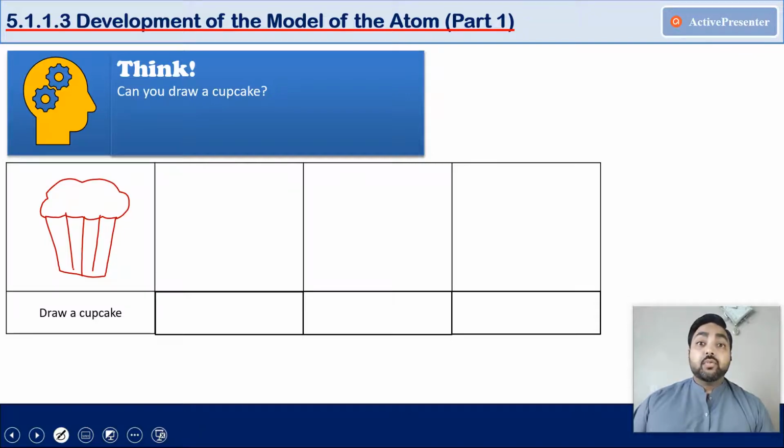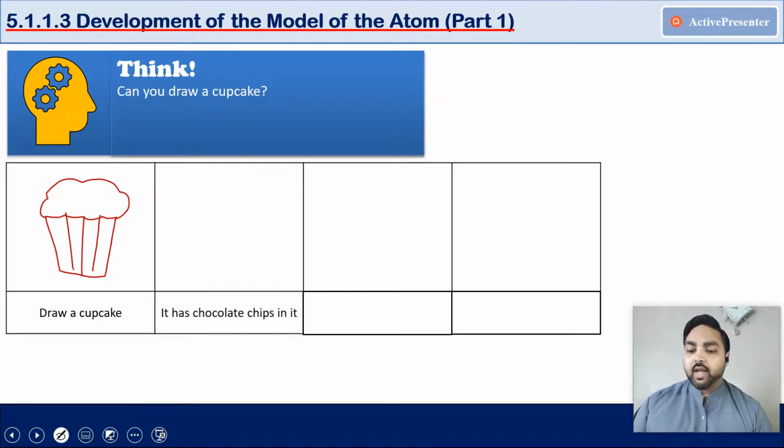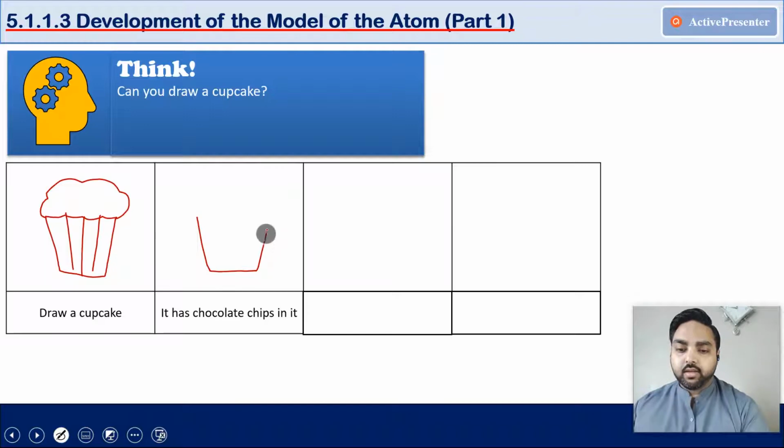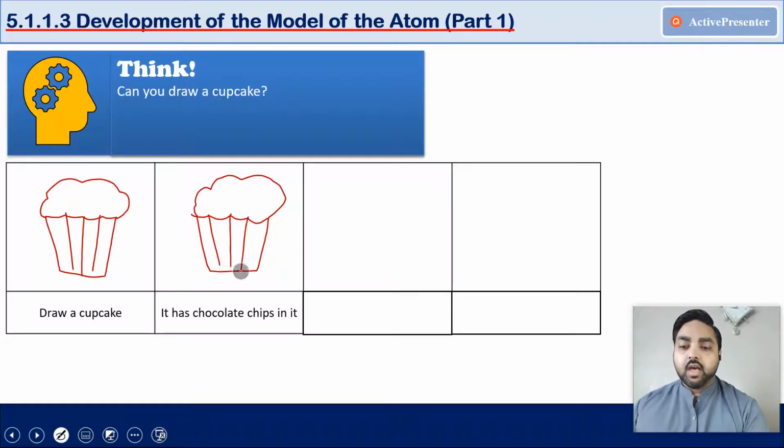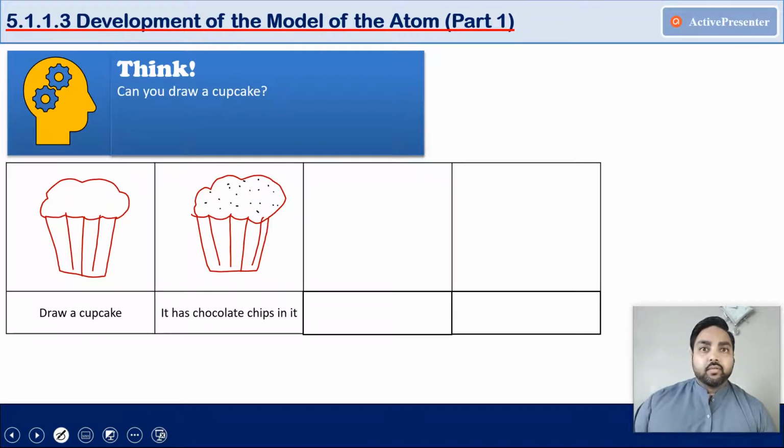Now I'm going to give you some more information. You can either cross out the one you've already got, or just add to the one you've already got, whatever's easier for you. Now, I've told you that the cupcake has chocolate chips in it. How's your drawing going to change? Well, if I was to redraw my cupcake, I'm going to draw pretty much the same thing, because that bit hasn't changed, and also I can't draw, so that makes life easier. And I'm going to put some chocolate chips in it. Happy days.